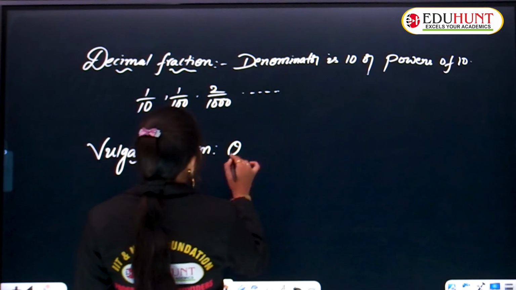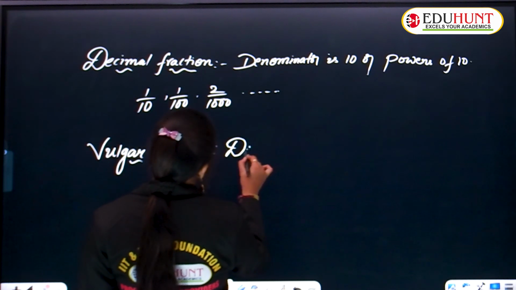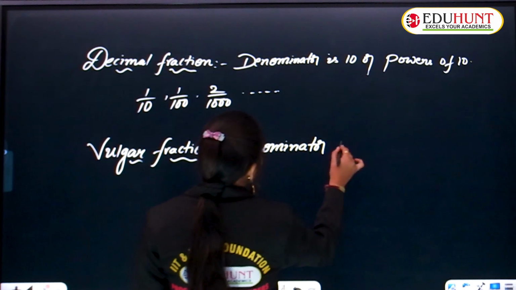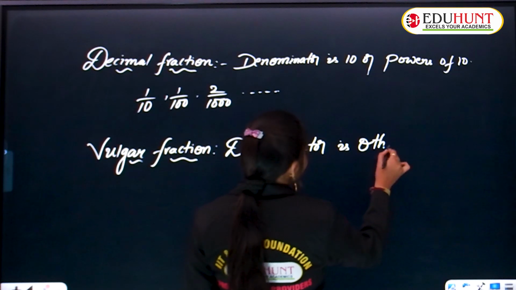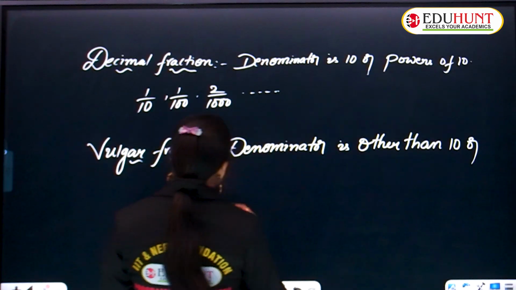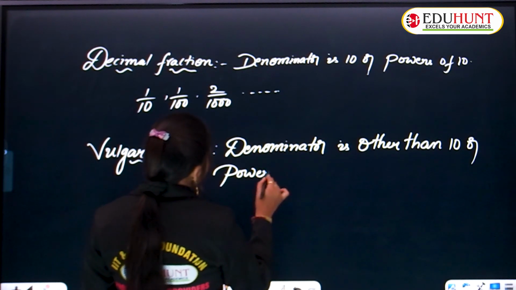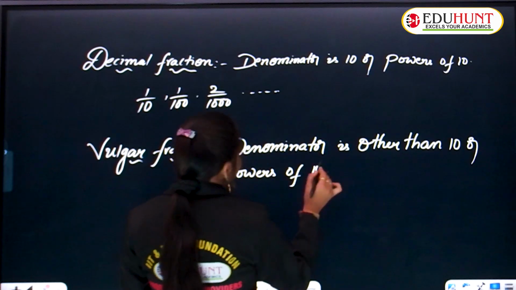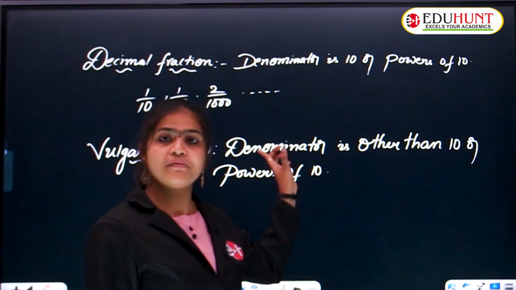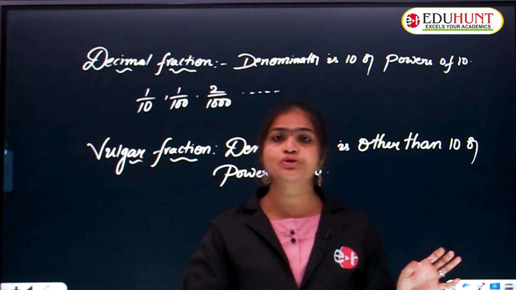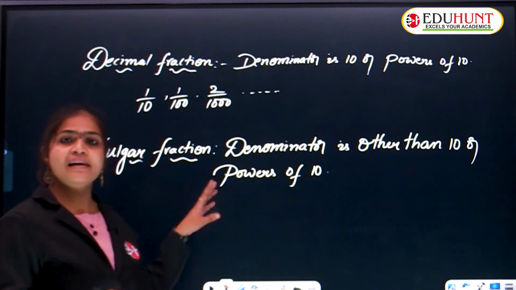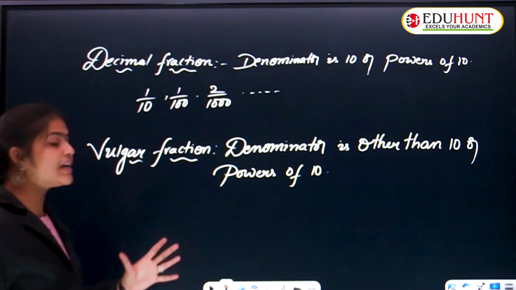The denominator is other than 10 or powers of 10. Understood? Here the denominator is other than 10 or powers of 10, which means the denominator is not equal to 10 or powers of 10. Except for 10 or powers of 10, if any other number is there, then we consider it a vulgar fraction.